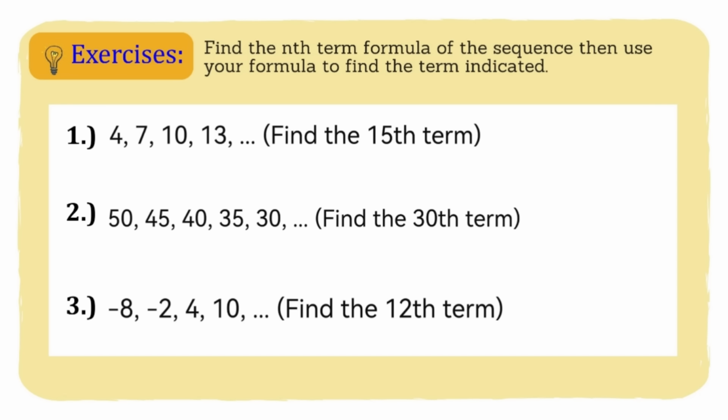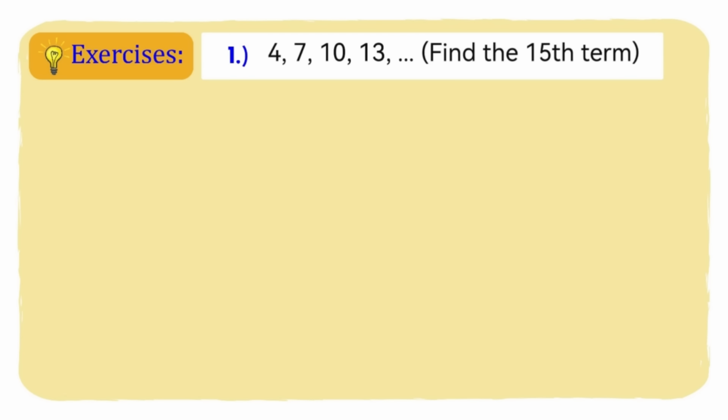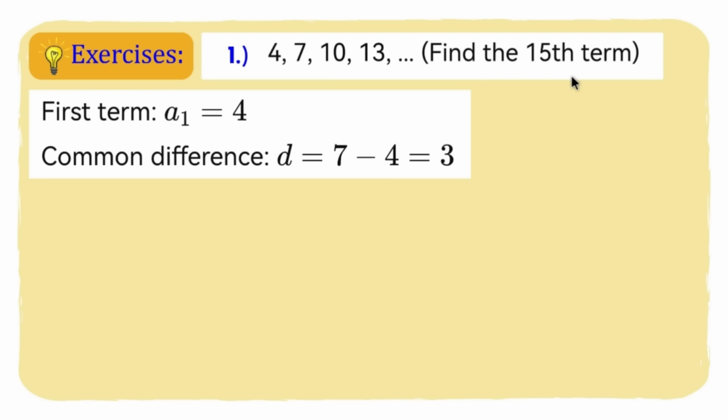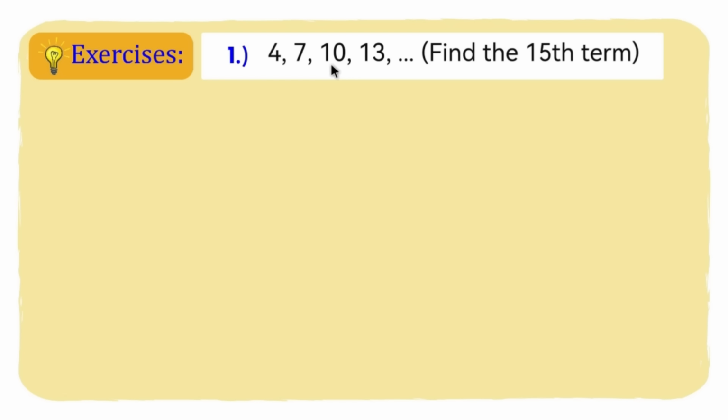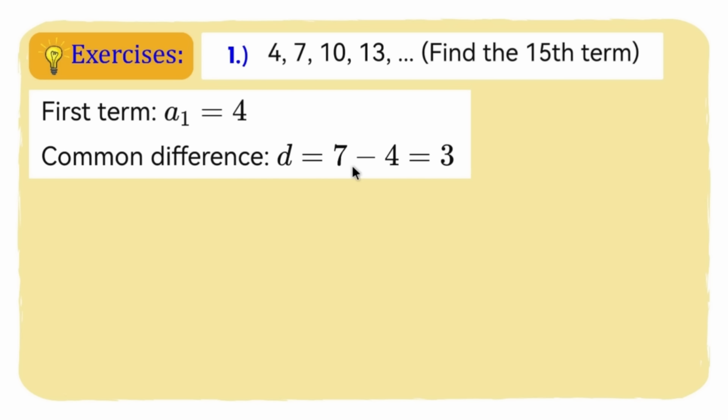Okay, I hope you are now ready. Let's now find out kung paano po makuha yung mga nth term. Okay, so let's have number 1 first. So we have here the sequence 4, 7, 10, and 13. Let's find the 15th term. So first step is to identify the first term, which is 4. And then the common difference, you just subtract the succeeding term by the preceding term. Alright, so we have here 7 minus 4, we will get 3. 10 minus 7 is also 3.